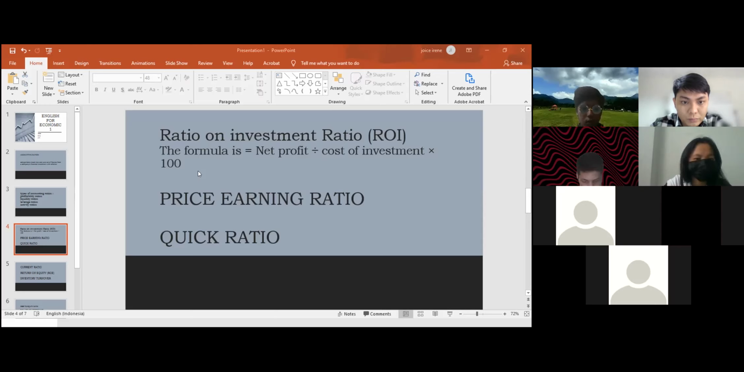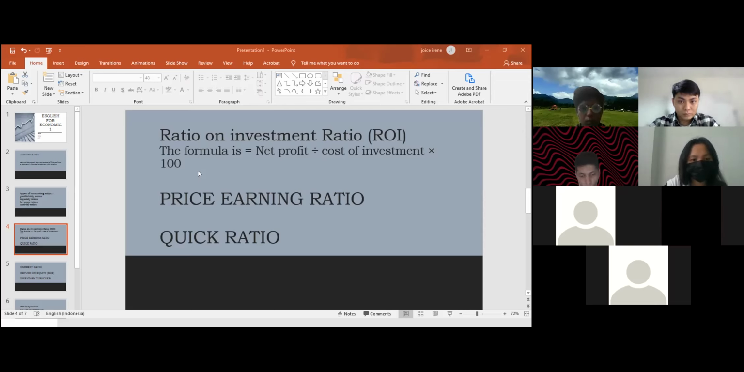times 100. Price earnings ratio is the relationship between a company's share price and earnings per share, or EPS. The formula is share price over earnings per share.